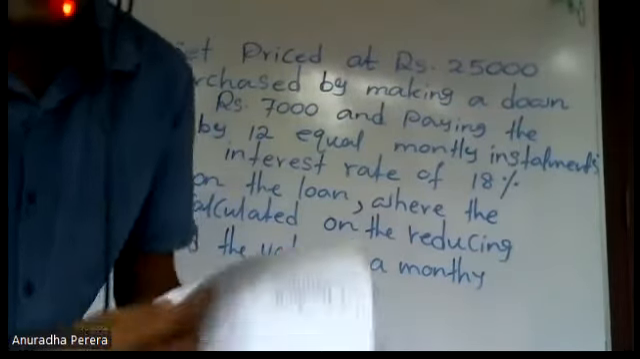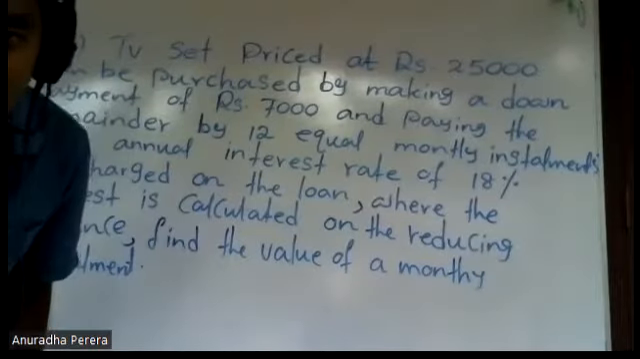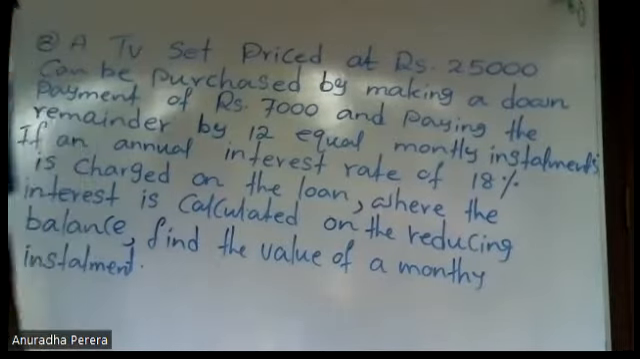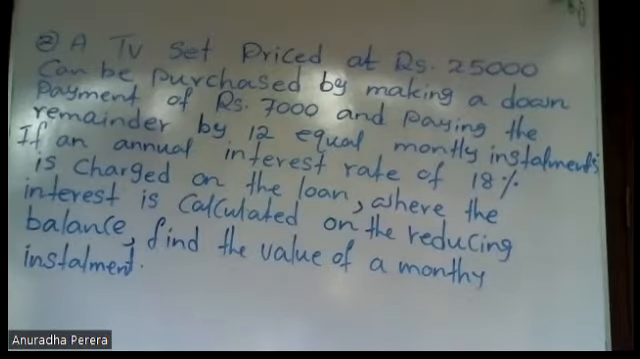Right. Then I will make the sample. A TV set priced 25,000 can be purchased by making a down payment of 7,000. What do you mean by the down payment?